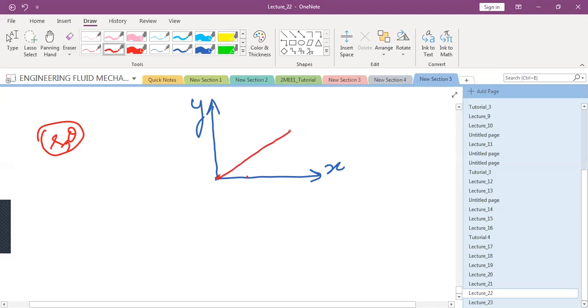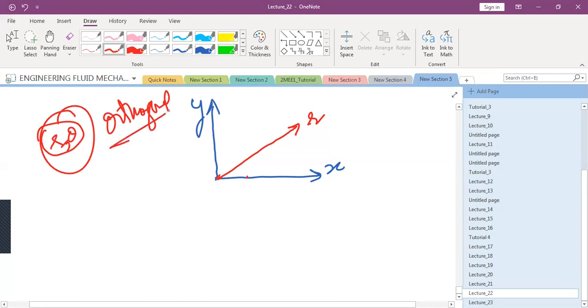So say this is the R direction. Then where will be the theta direction? R and theta are orthogonal or not? R theta is also orthogonal. Theta will be in which direction? Perpendicular to R. Is that clear?